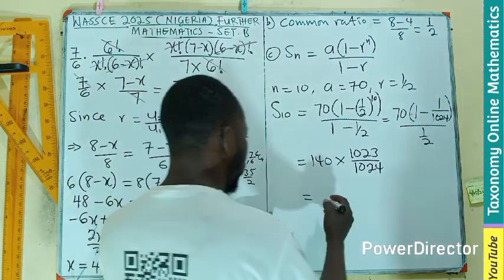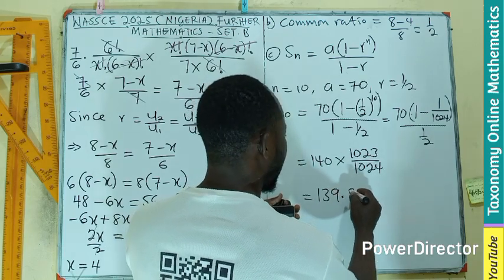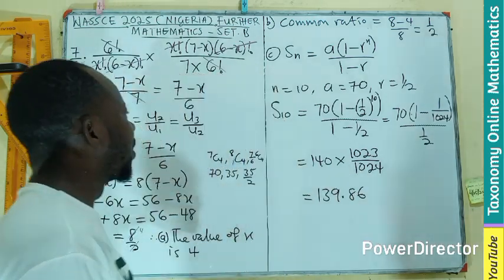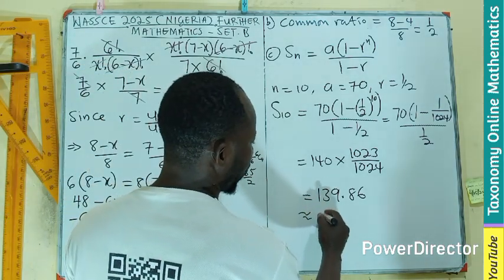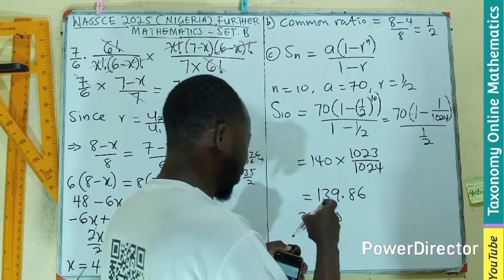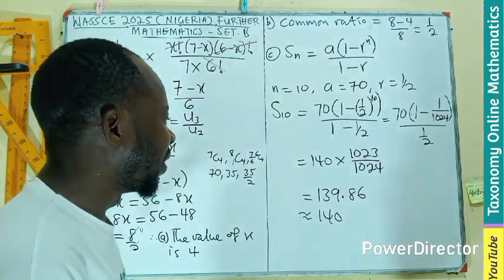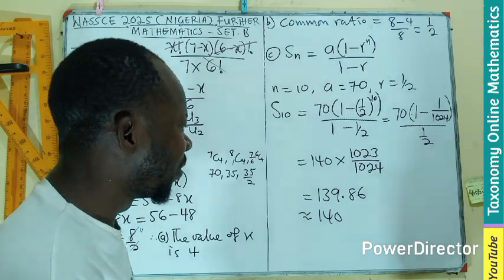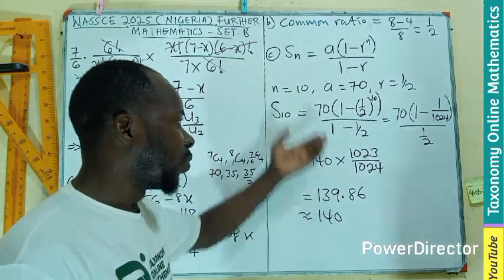So doing so, we should be having 139.86. Let's approximate that to get 140. If you approximate, that is when we are leaving it in the whole number aspect. I don't know how many decimal places will be applicable in this question. So this is what we are going to have.